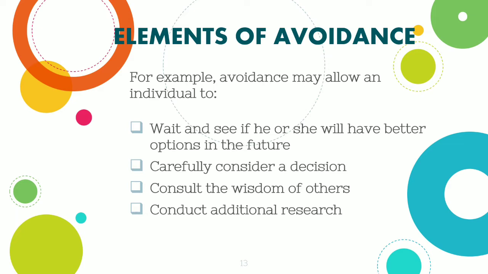So in the case of Laura, may dalawang negative consequences. Neither maganda, kaya pwedeng pumasok po dito yung elements of avoidance. Whereas, ito po yung pwede niyang maging decision. Maghintay siya para magkaroon ng mas magandang option sa future, para magkaroon siya ng mas magandang desisyon, magkonsulta sa iba, or mag-conduct ng ibang research or additional information.